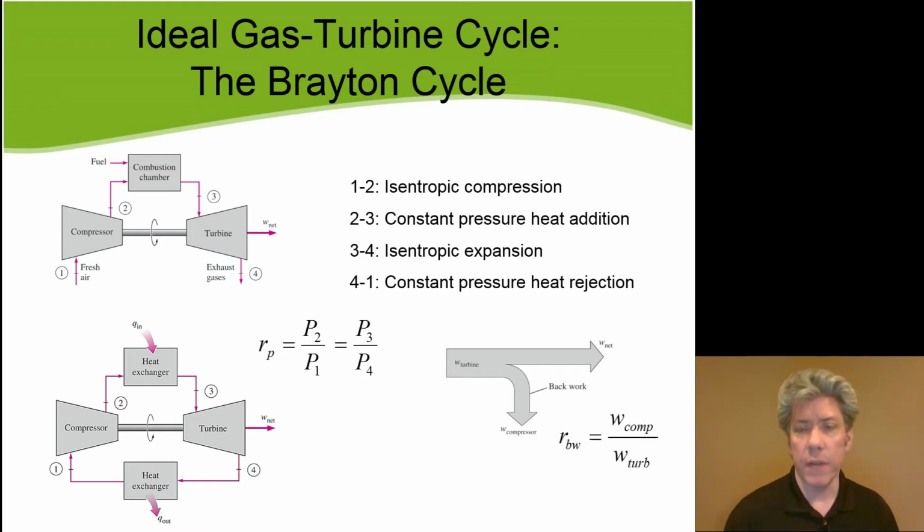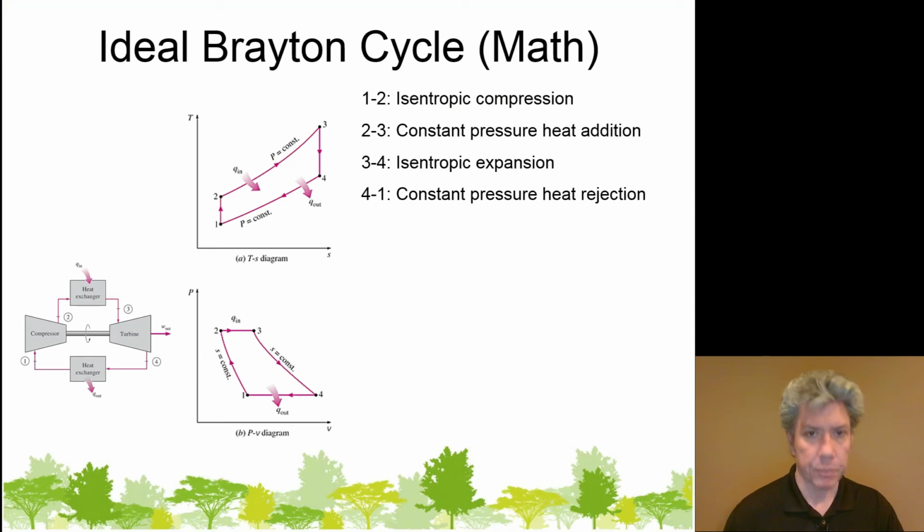And we will quantify the back work ratio as the work consumed by the compressor divided by the total work produced by the turbine. Not the net work produced by the cycle, but the total work produced by the turbine. And this can be on the order of 50% or so very easily.